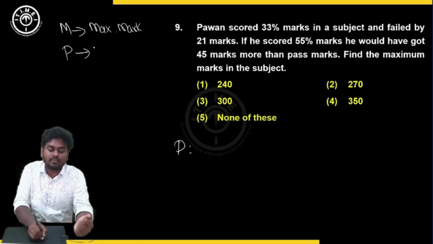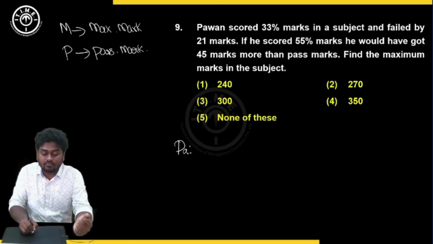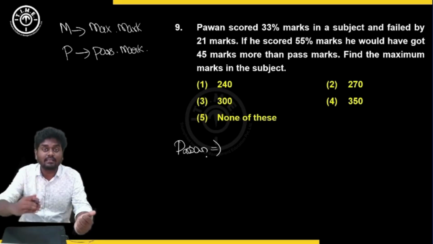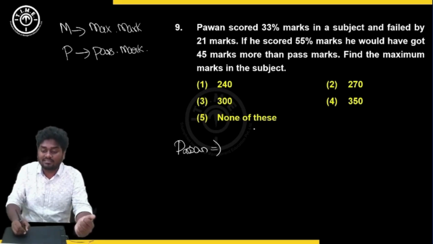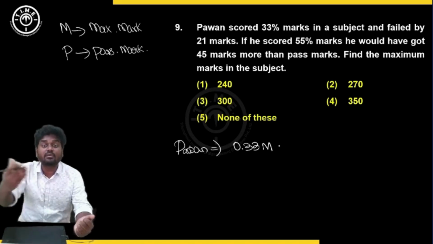The second variable, we can assume it as the pass mark. When we assume like that, you have a person Pawan who actually scored 33% of marks in a subject. Correct? So this fellow has got 33%. Can I take this 33% as 0.33? Decimal 0.33 of the maximum mark and he failed by 21 marks.